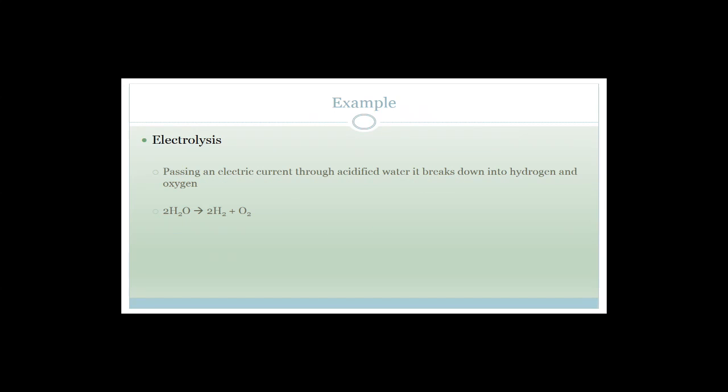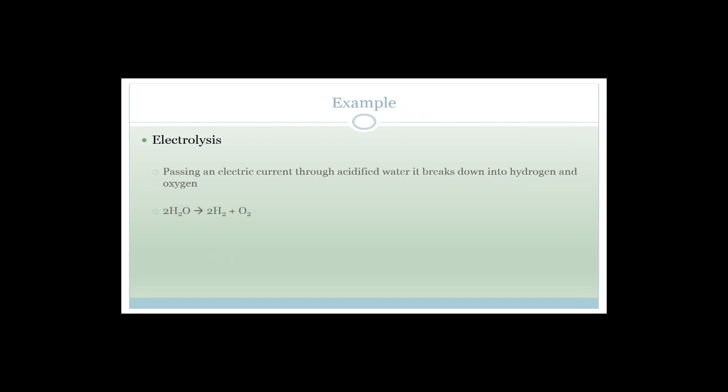Another way that we can do this is through electrolysis. You could pass an electric current through acidified water, and it breaks it down into hydrogen and oxygen. So it's one way that we could get hydrogen and oxygen from water. And actually this is used quite a lot, specifically in cars overseas, in their hydrogen fuel cells. They take water in, send a current through it, electrolyze it, and get out hydrogen and oxygen.